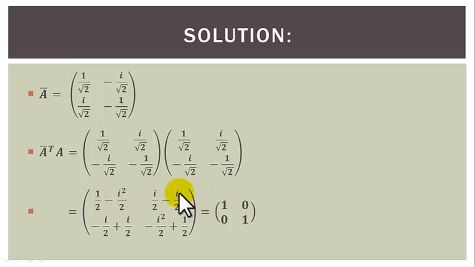i over 2 minus i over 2 is 0. Minus i over 2 plus i over 2 is 0. Here i squared is minus 1, so minus i squared over 2 is plus 1 over 2, plus 1 over 2 will give us 1. So we have shown that the transpose of A conjugate times A is an identity matrix. Hence, the matrix A is a unitary matrix.